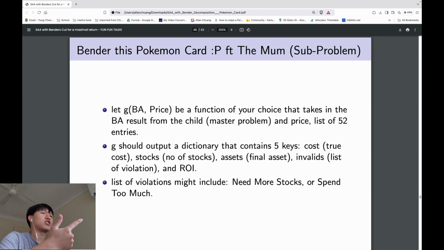The second possible violation is if this BA ends up spending too much based on our g function. So when the g function evaluates BA and price, it might find out, oh, according to this BA, you're actually going to end up spending more than you can actually spend, i.e. more than the capital that you initially had. So these are the two types of violations that could happen.